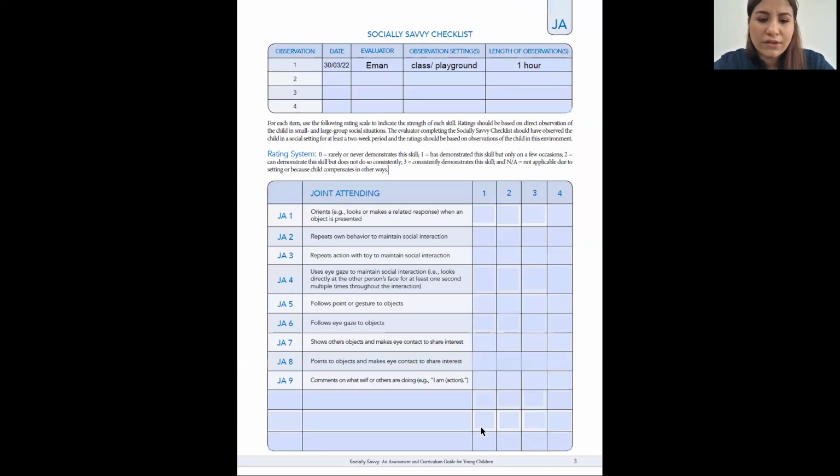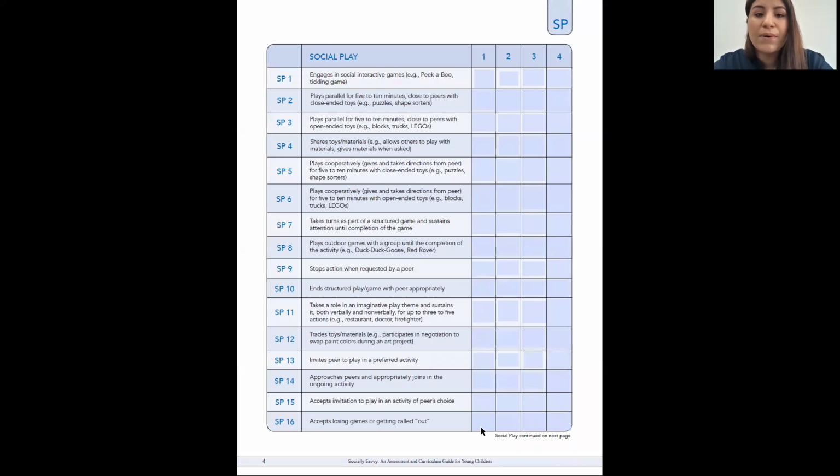Now, another thing: there are a few terms that I would like to discuss with you. The first one is parallel play. In social play, we will find the term parallel play. What does that mean? It means that the child is basically playing independently, but next to other students. They're not interacting with them, but they're showing interest. So they're still playing independently, but next to each other and showing some interest. And that's what we mean by parallel play.